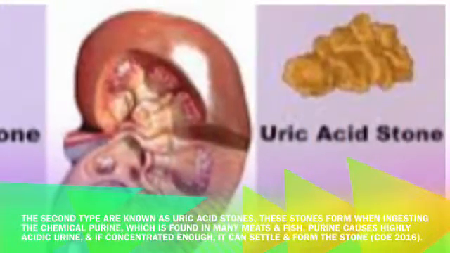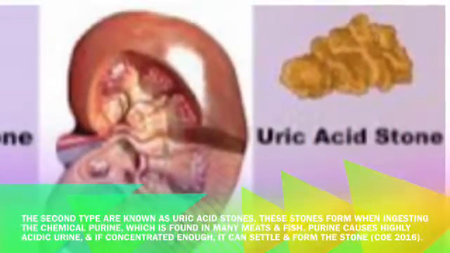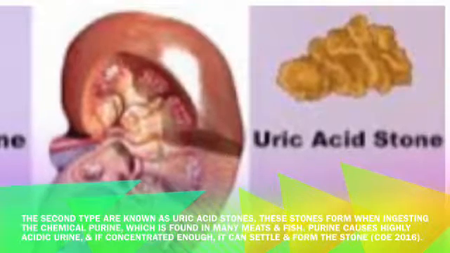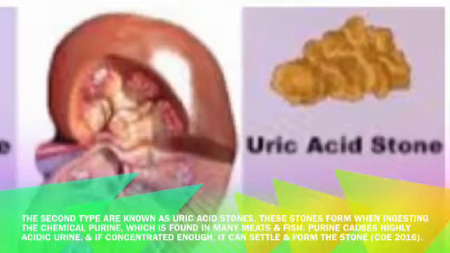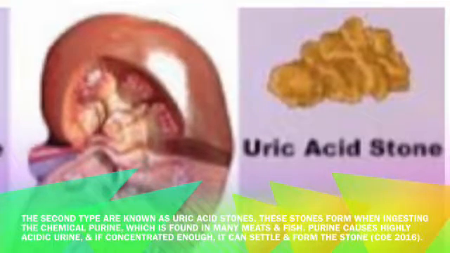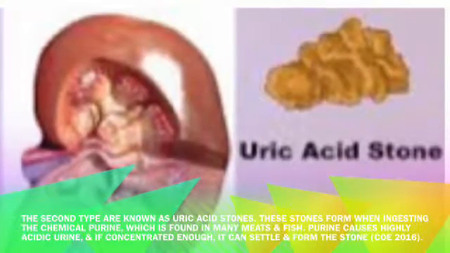The second type are known as uric acid stones. These stones form when ingesting the chemical purine, which is found in many meats and fish. Purine causes highly acidic urine, and if concentrated enough, it can settle and form the stone.